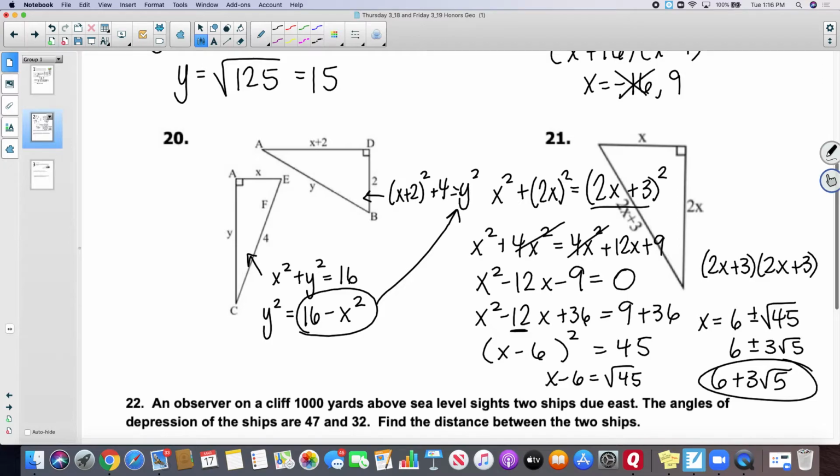Okay, so I'm going to rewrite that on the other side. I'm going to write x plus 2 squared plus 4 equals, and instead of writing y squared, I'm going to write 16 minus x squared. So I took this equation, but I replaced the y squared with what it equals in our other equation. Again, for the x plus 2 squared, you're going to have to FOIL that. So that's going to be x squared plus 4x plus 4 equals 16 minus x squared.